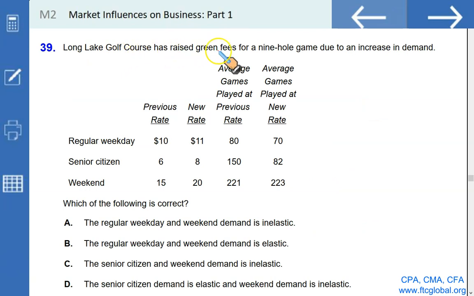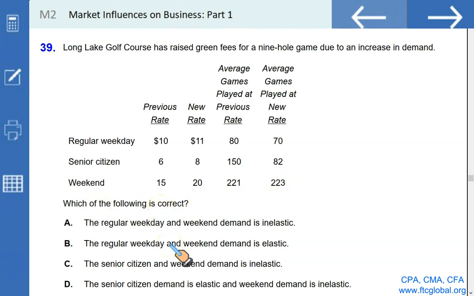Long Lake Golf Course has raised green fees for a 9-hole game due to an increase in demand. Regular weekday players previously were paying $10, now they will pay $11. Resultantly, the demand for this category has fallen from 80 to 70. Senior citizens previously were charged $6. Their new rate is $8, and this increase in price has caused a decrease in demand for this category from 150 to 82. Now, the weekenders, when the original rate was $15, revised to $20, so the demand, instead of falling, rose marginally. So apparently it's less elastic. Which of the following is correct?